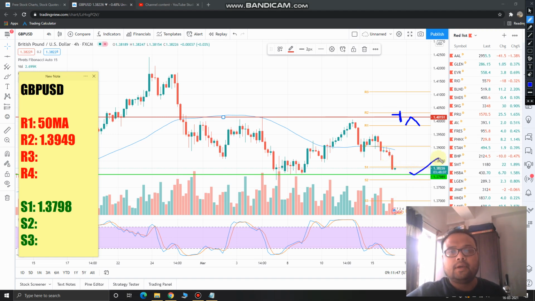Let the market bounce from here. If it is bouncing back, then you can buy here. If it crosses, then you can sell, but wait for the market or stochastic RSI to go to the overbought zone and then you short the market. That will be a safer position. So these are the strategies you can follow for GBP USD, British Pound USD for 17th March.